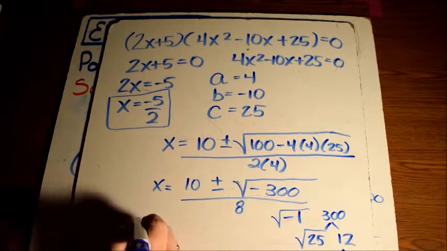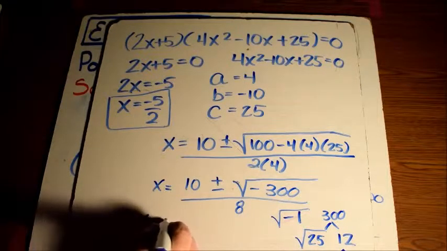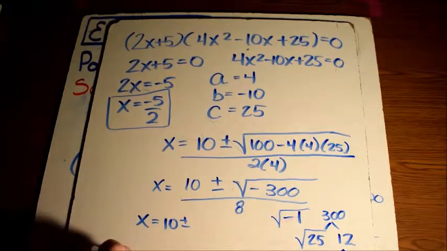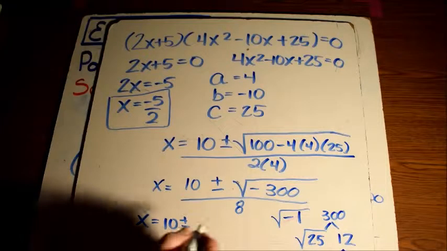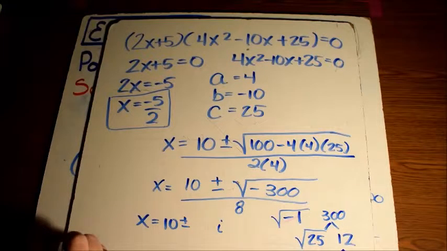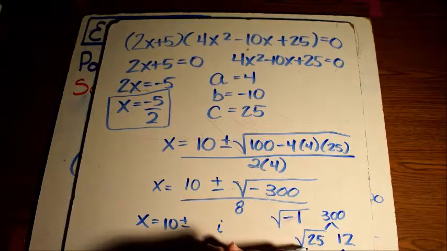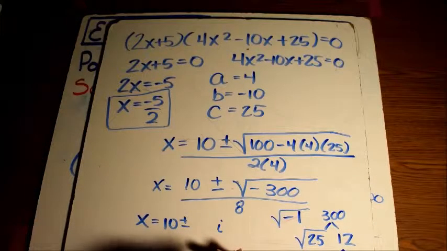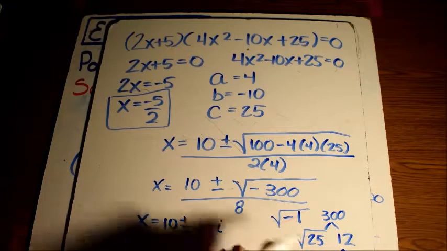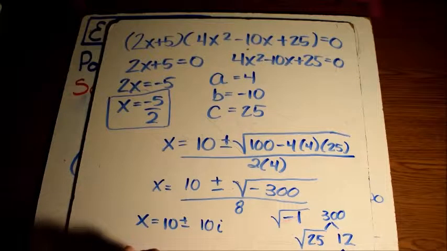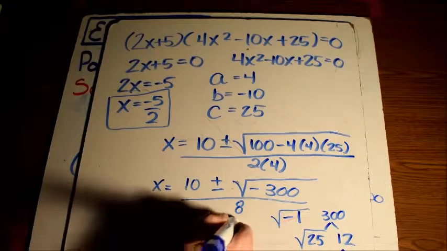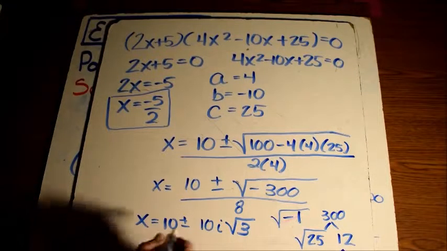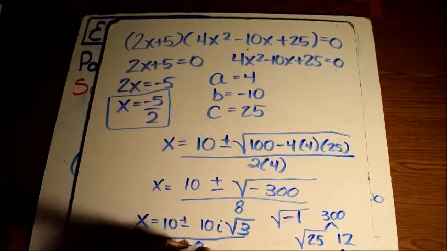All right, so if we do that, we get x equals 10 plus or minus. How do we represent the square root of -1? We call it i. What's the square root of 25? It's 5. What's the square root of 4? It's 2. So 5 times 2 gives us 10. And then we're left with this lonely little square root of 3. He needs to stay where he is. And this is all over 8.